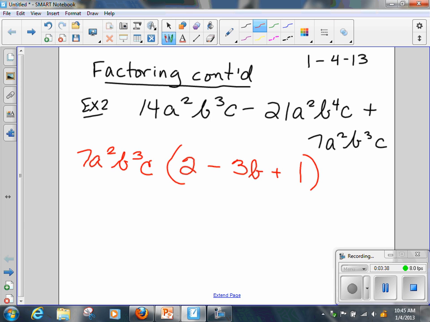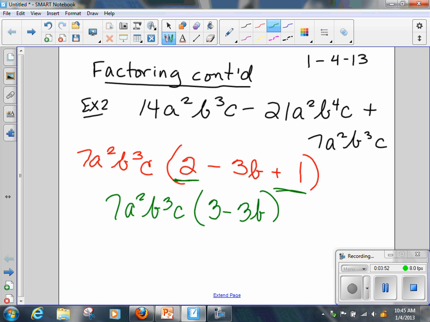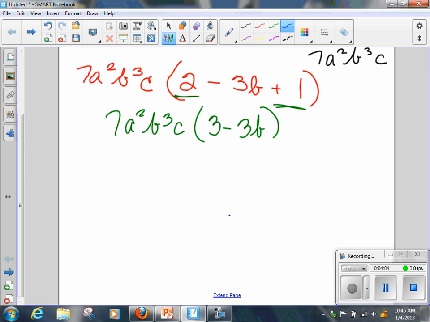Okay? So what am I going to do? Jansen, what am I going to do with the 2 and the 1? Combine them. 7a squared b cubed c times 2 plus 1 is 3, minus 3b. Oh, snap. What's going to happen now? If we're simplifying, what do we have to do? Now I've got to take out a 3. When I take out the 3, Beth, what do I have to do with it? I've got to multiply it to the GCF, right?